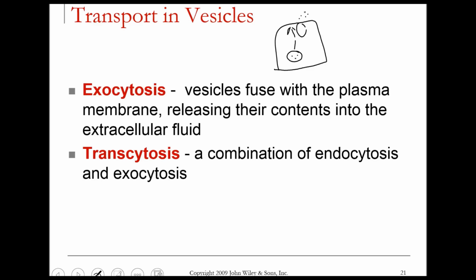If we coupled together endocytosis and exocytosis, then we could end up moving material all the way through a cell by having endocytosis on one side of the cell and exocytosis on the other side of the cell.